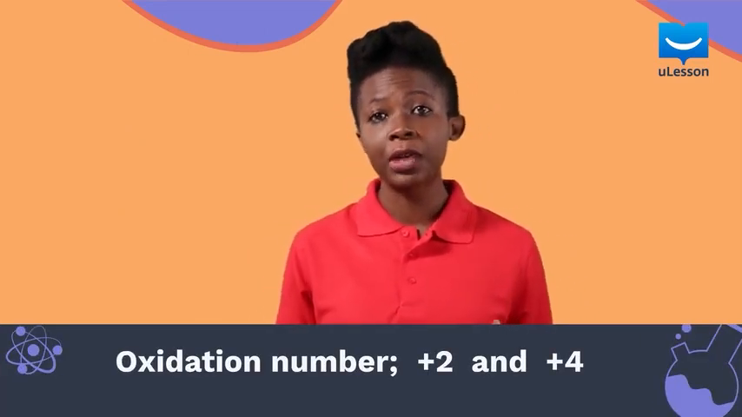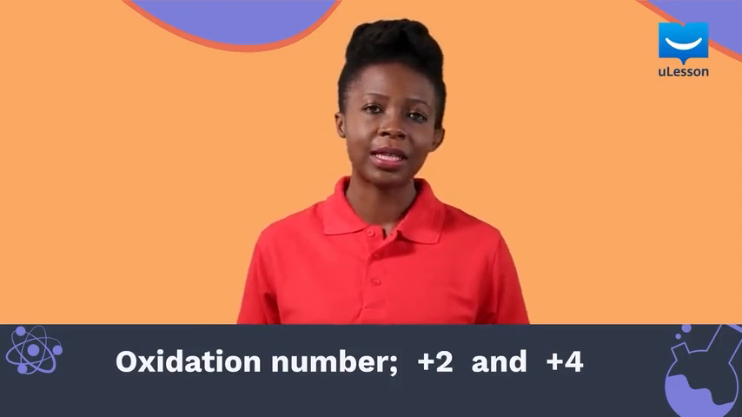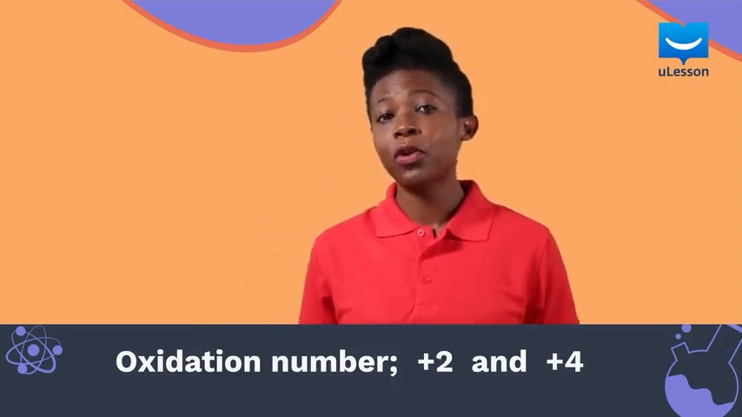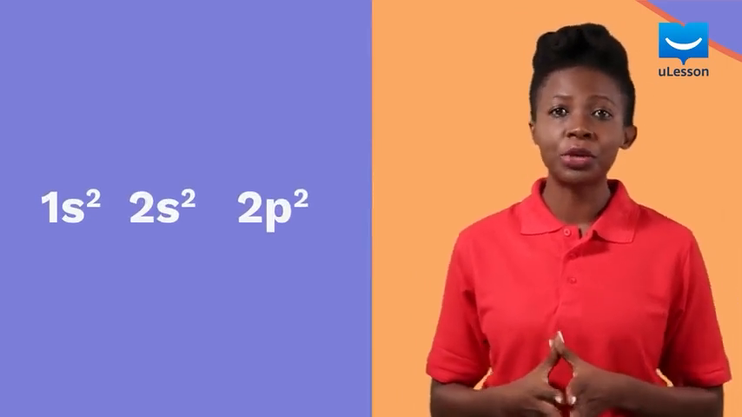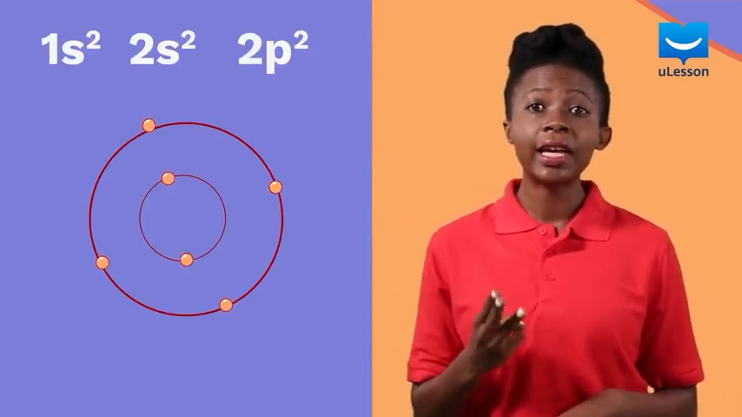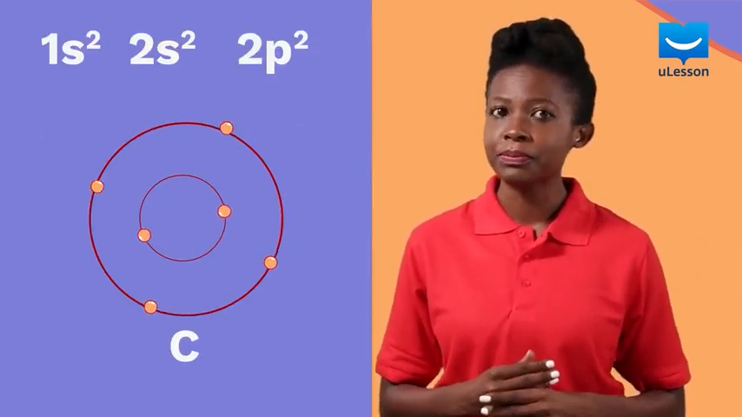As discussed in our previous lessons, carbon exhibits oxidation numbers of +2 and +4 in its compounds. That is why it is able to form two different oxides, carbon(II) oxide and carbon(IV) oxide. Carbon has the electronic configuration of 1s2, 2s2, 2p2, and has 4 electrons in its outermost shell.